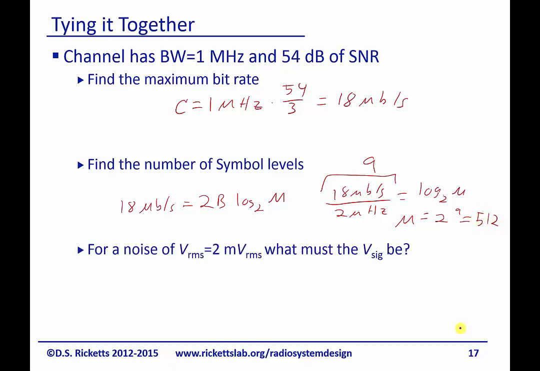And let's say we had a noise of 2 millivolts RMS. What must the signal be in RMS? And remember, all we're going to say is that V signal over V noise is equal to M. And so we just take 512 times 2 millivolts equals 1,024 millivolts, or approximately 1 volt, is what the RMS of our signal would be if we had 2 millivolts of RMS noise in order to even attempt to get this.